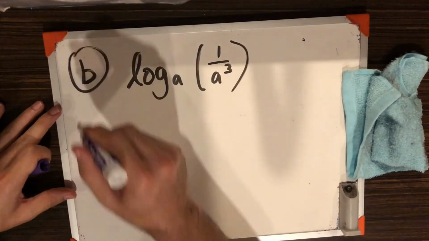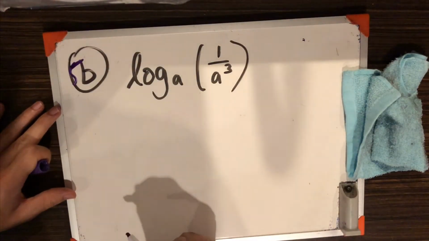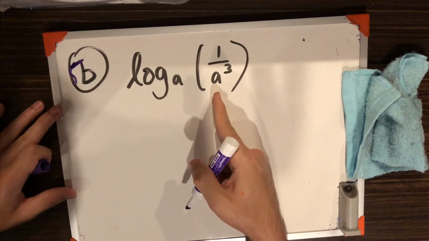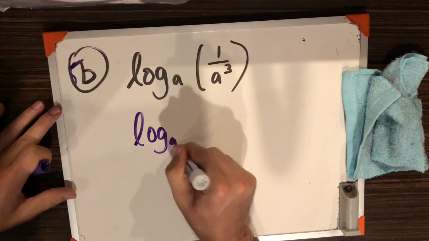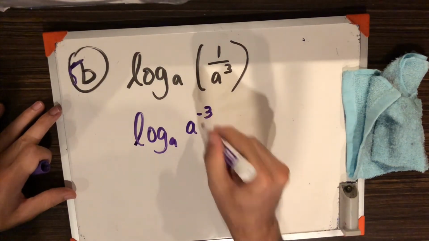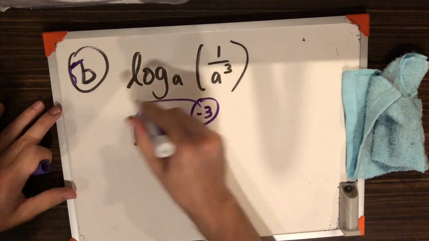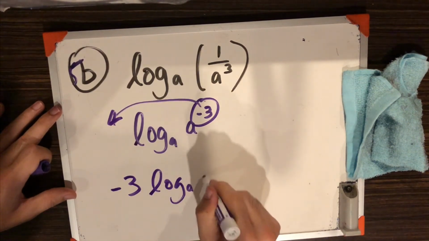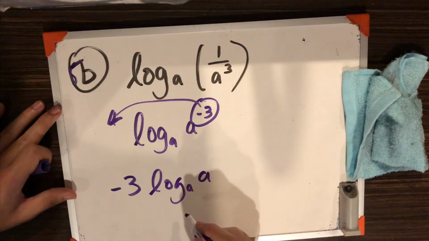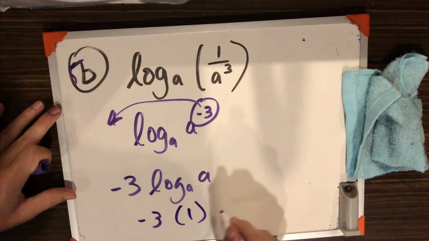Alright, this is 5b. So for 5b, again, 1 over a cubed. Again, we can possibly change that to log base a of a to the -3. Now we can use the power law and bring that up front: -3 times log base a of a. Well, log base a of a is just 1, so 1 times -3 is equal to -3.